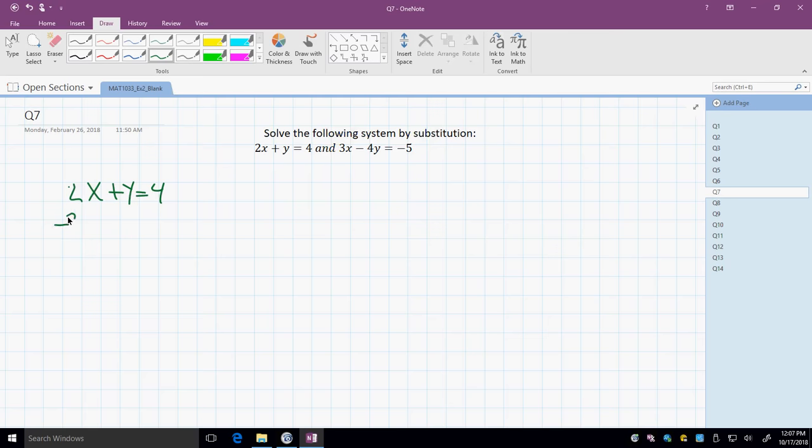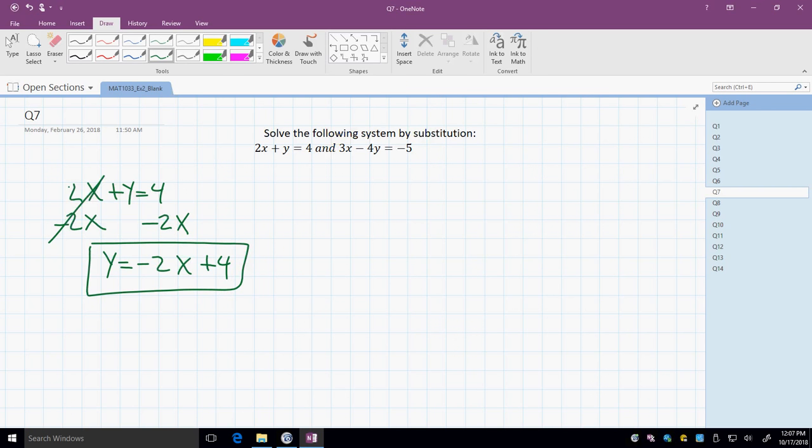So I'm going to subtract 2x in both sides of the equal sign. Cancel. Now I have y equals negative 2x plus 4. So I'm going to plug in this y into the next equation, which is 3x minus 4y equals negative 5. So I'm going to substitute y.